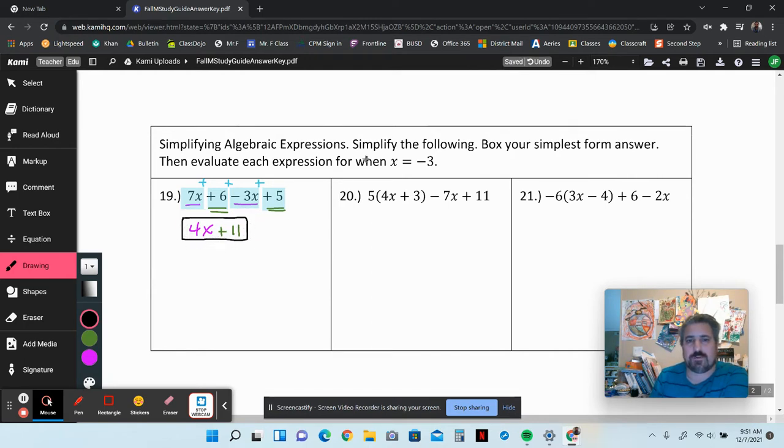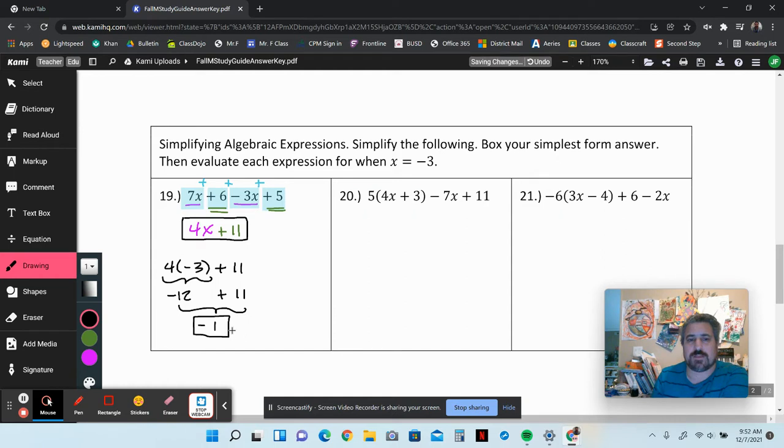Once you have the simplest form, you're going to evaluate when x is equal to negative 3. So that means replace x with negative 3 and figure out what it's worth. So this would be 4 times the quantity of x, negative 3, plus 11. So what is 4 times negative 3? Remember, we multiply before we add or subtract. So 4 times negative 3 is going to be negative 12. And negative 12 plus 11, who's going to win, negative or positive? Negative by how much? 1. So the correct answer here is negative 1.